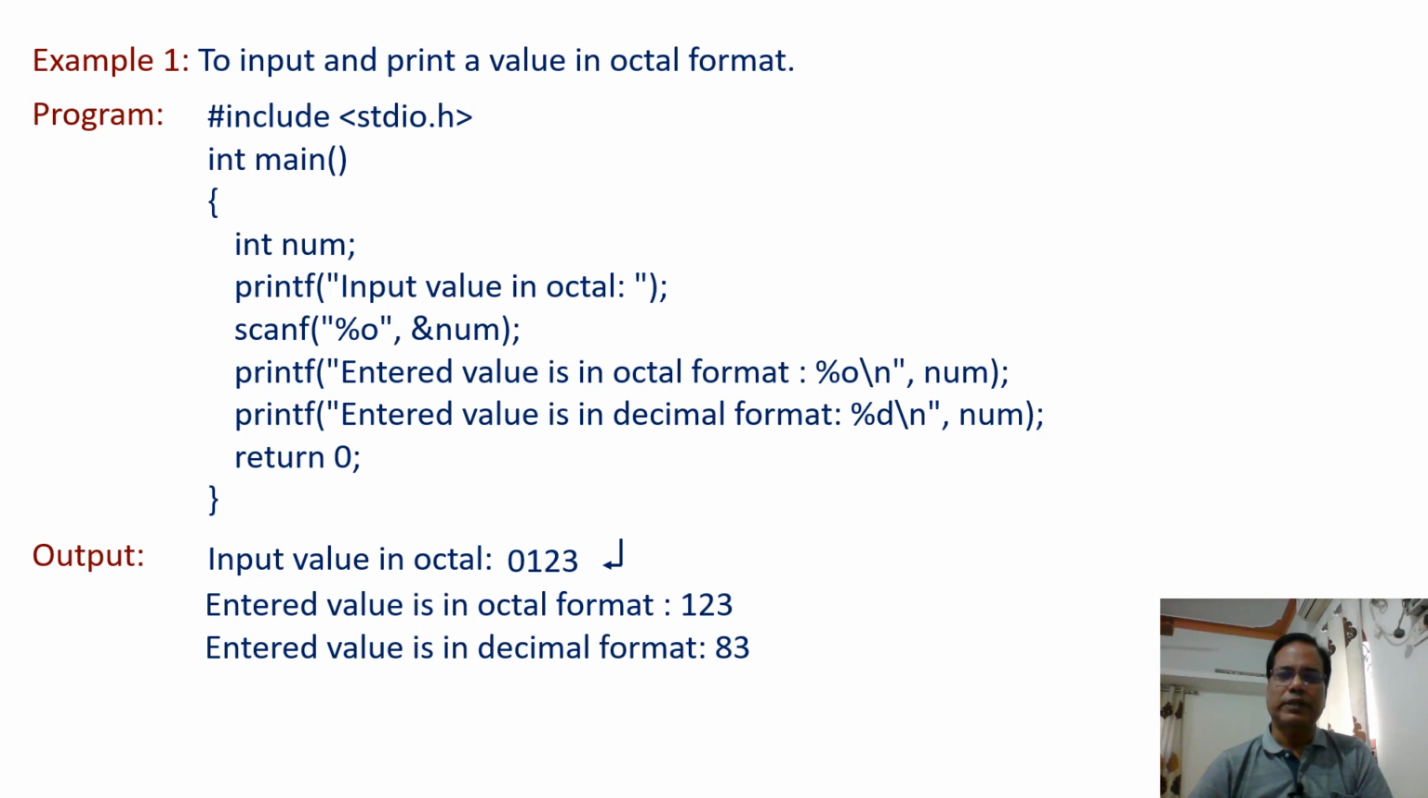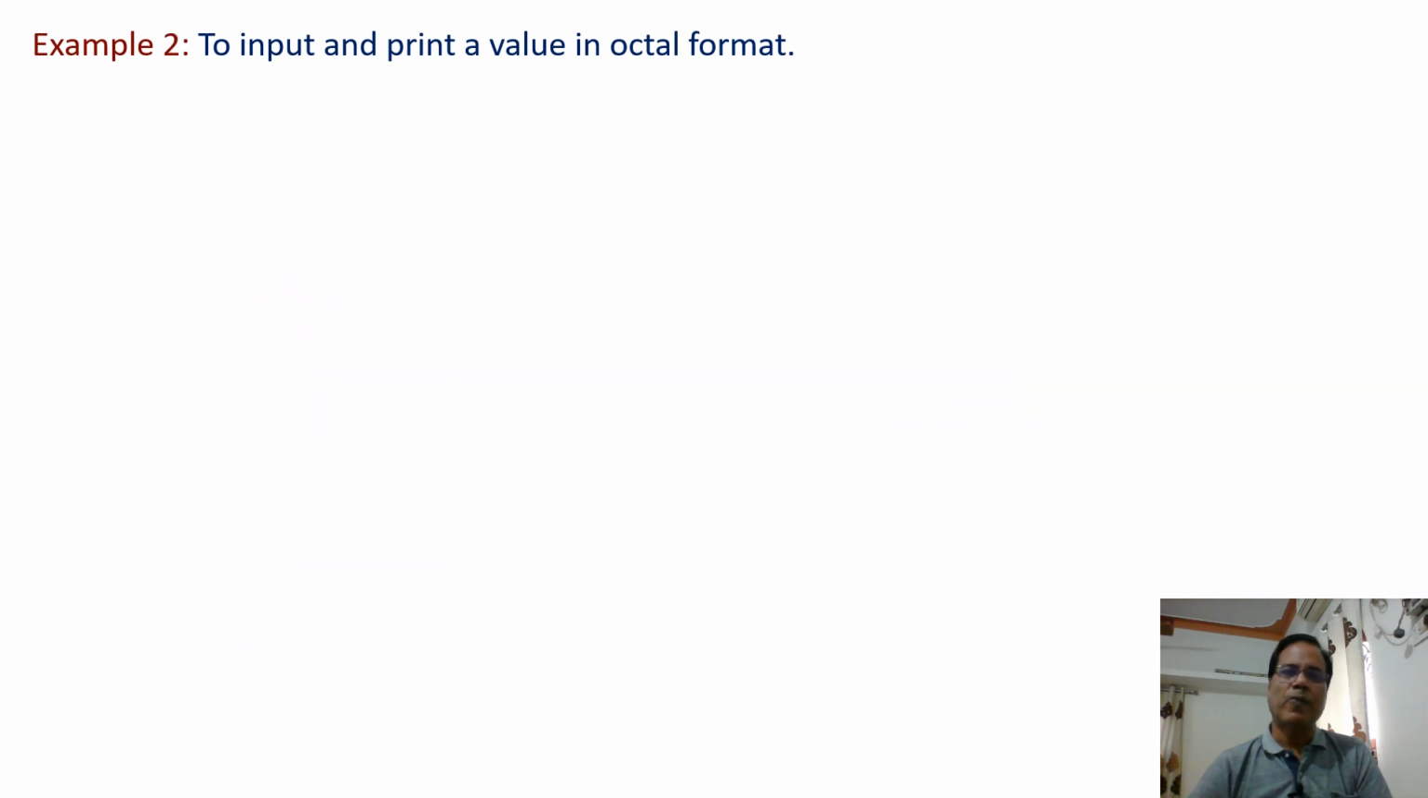That would be like this one. Here the entered value is in octal format 1, 2, 3. The entered value in decimal format is 83. Now let us discuss another problem, just to understand how octal numbers are handled in C programming.